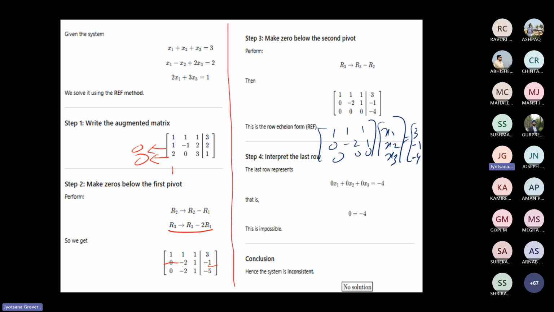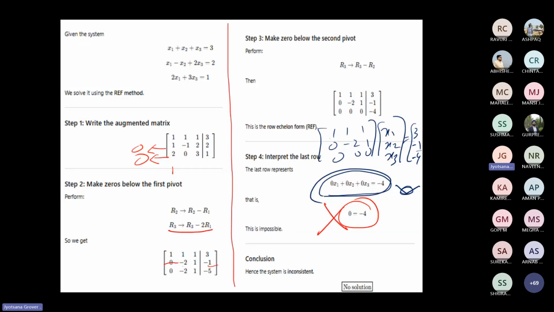Now what have you got? x1 plus x2 plus x3 is equal to 3. Then minus 2x2 plus x3 is equal to minus 1, and 0x1 plus 0x2 plus 0x3 is equal to minus 4. Do you think it's right? Is this equation consistent? Don't you think something is strange about this? Yes, this is impossible to get. 0 cannot be equal to minus 4.